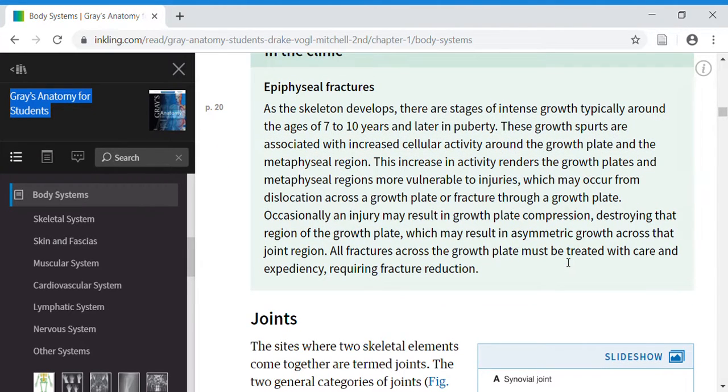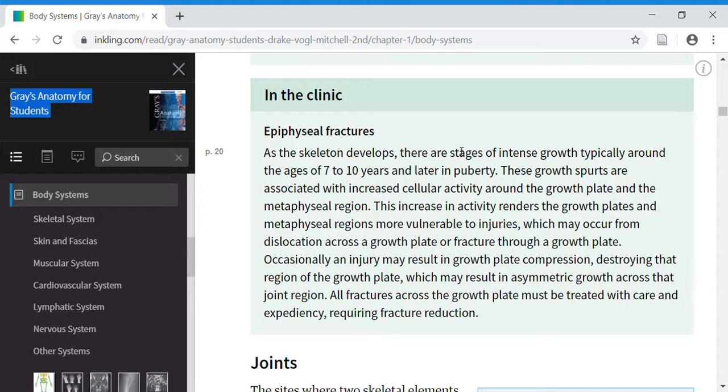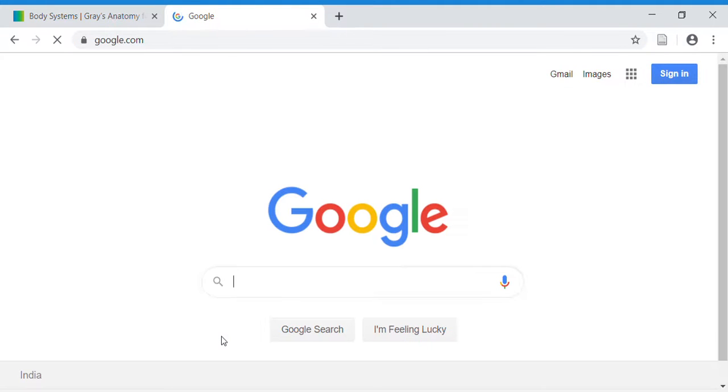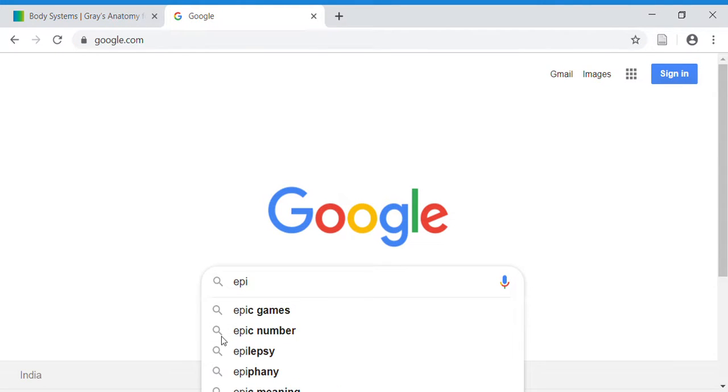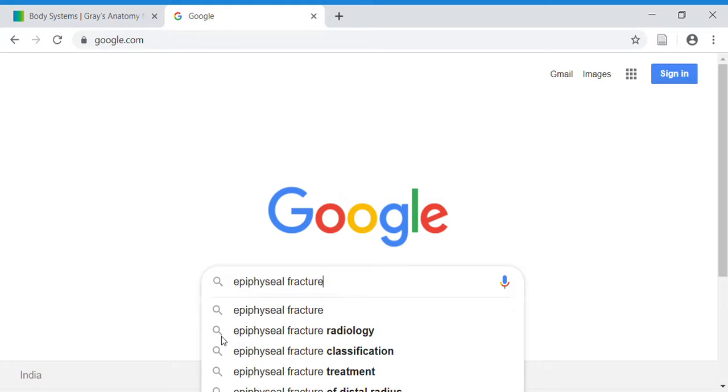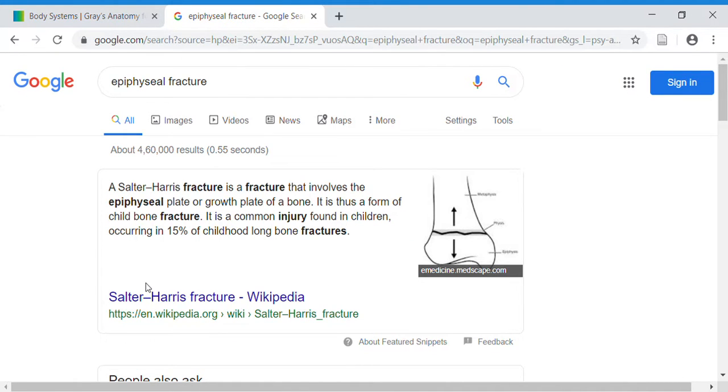Epiphyseal fracture. There are stages of intense growth, typically around the ages of 7 to 10 years and later in puberty. In a nutshell, an epiphyseal fracture is also called a Salter-Harris fracture. It's a fracture that involves the epiphyseal plate.